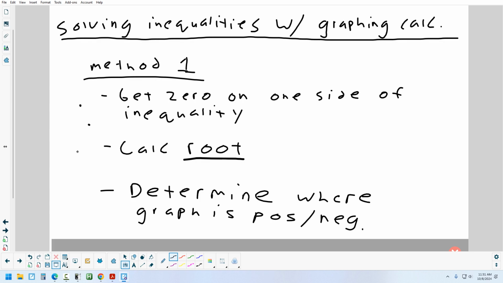And then the answer is either going to be everything that is above the root or everything that is below the root, less than or greater than. We don't know which one it's going to be. It depends on what they asked for in the problem. So we're going to have to see, did the problem originally ask about greater than 0, which is positive, or less than 0, which is negative?